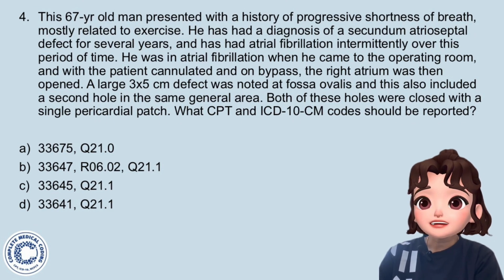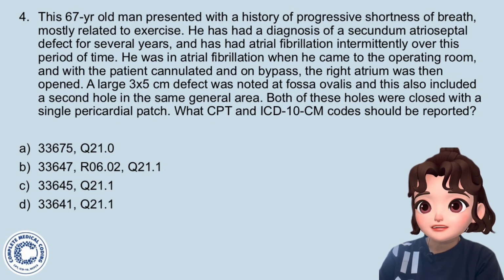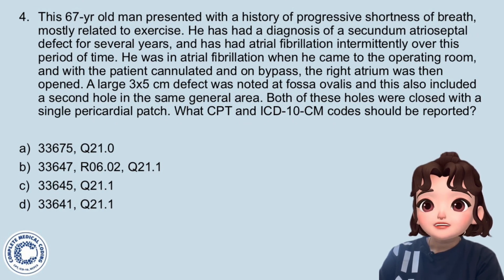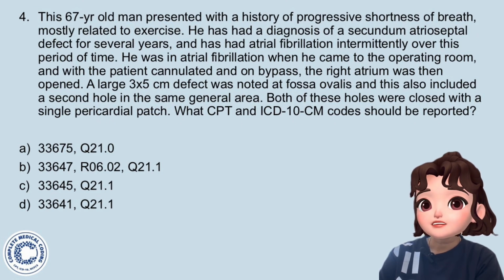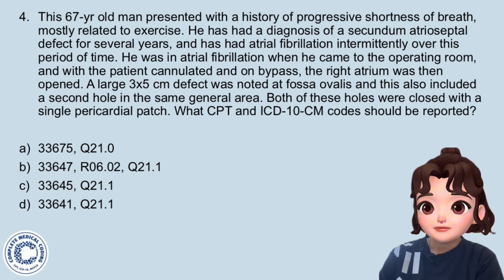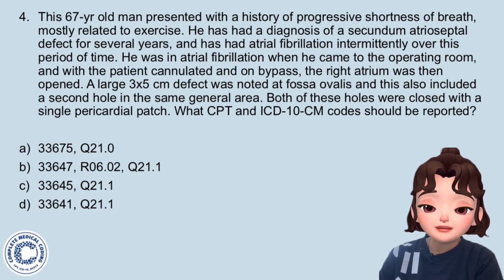Okay. And has had atrial fibrillation intermittently over this period of time. He was in atrial fibrillation when he came to the operating room, and with the patient cannulated and on bypass, the right atrium was then opened. A large 3 by 5 centimeter defect was noted at the fossa ovalis, and this also included a second hole in the same general area. Both of these holes were closed with a single pericardial patch. What CPT and ICD codes are reported?